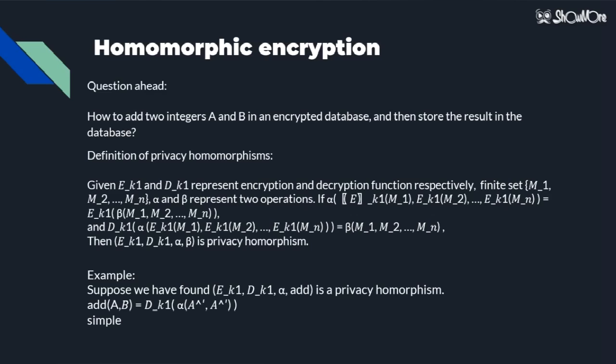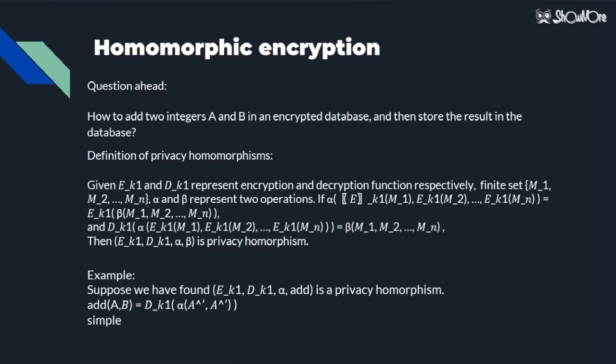In order to get the sum of A and B, we cannot simply add the values in the database because they become A prime and B prime after encryption. In order to solve this problem, homomorphic encryption is introduced. Given the encryption function and decryption function, a finite set M1 to Mn and two operations alpha and beta, we can do operation alpha directly on encrypted data to get a result. When we decrypt the result, we get another result which is calculated by operation beta.